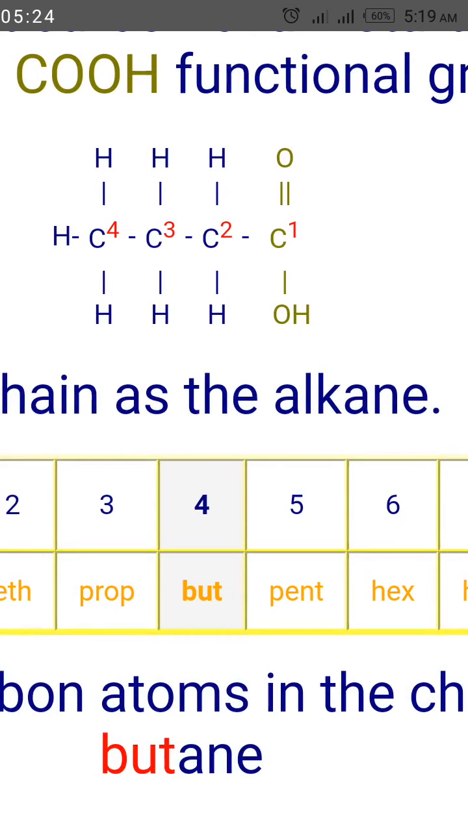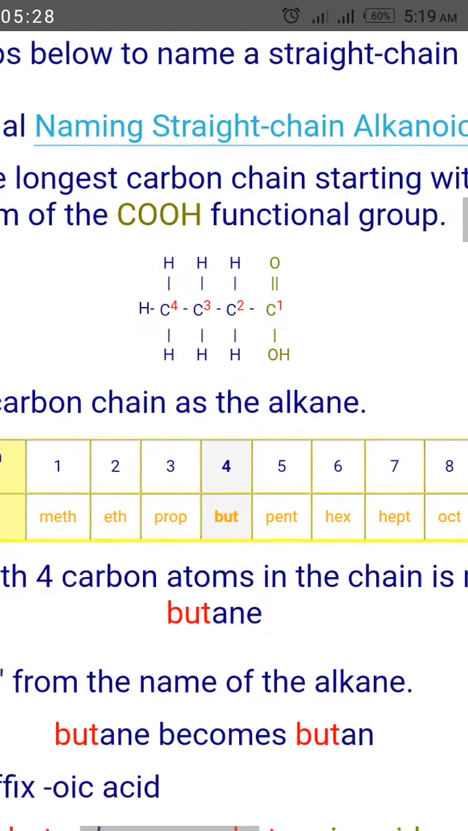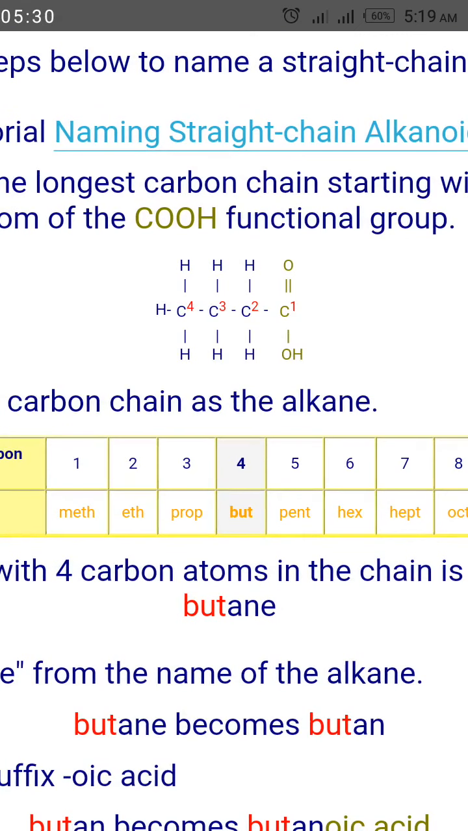If you look at this diagram very well, you can see that the numbering is from the left here. You have 1, 2, 3, 4, and the first carbon here is bonded to the COOH functional group. You can see the double bond between the carbon atom and oxygen atom. That is telling you that this is the one that is bonded to the functional group of the alkanoic acid.